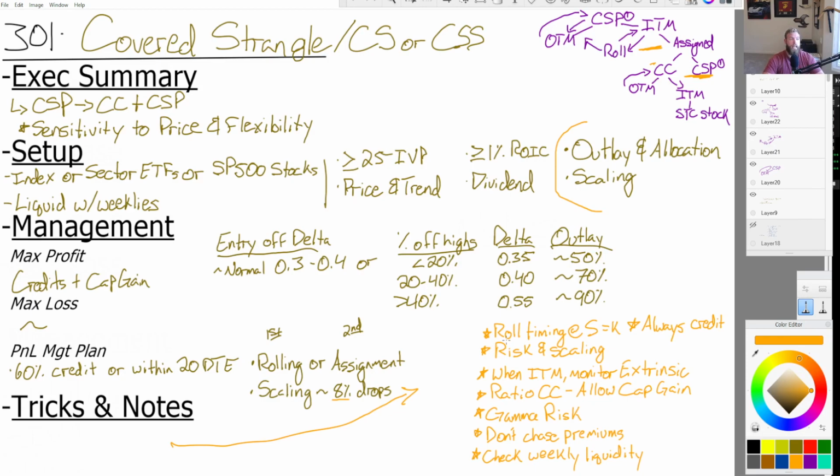All right. That is the Covered Strangle speed round. I literally doubled the time that I thought I was going to try to hit, but I didn't want to skimp on the information, so I'm okay with it.